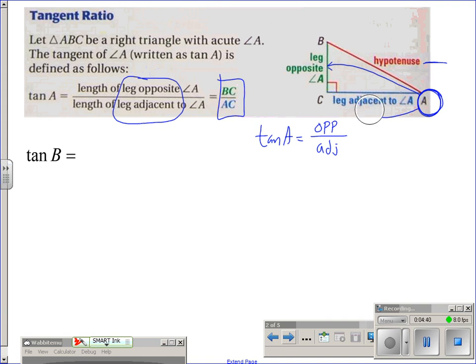Now, if we go to angle B, well, that changes some things around. If we concentrate on angle B, this becomes the opposite leg, and this becomes the adjacent. So the tangent of angle B would be the length of AC, the opposite side, divided by the length of BC, the adjacent side to that angle. But you notice it's always the same ratio. The tangent ratio is always the opposite divided by the adjacent. Okay, and then we're talking about the legs.